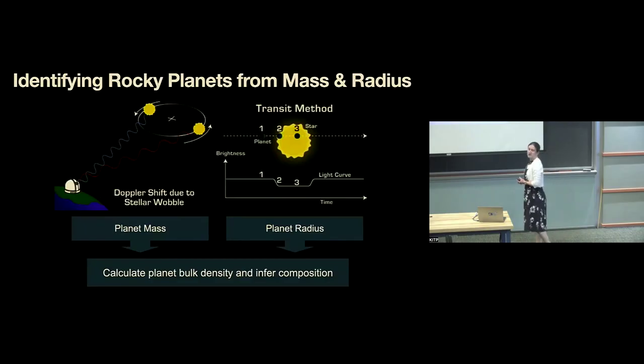We identify these planets by making 2 different types of measurements. We see the planet's transit, from which we can measure their radius. And with Doppler follow-up, or in some cases transit timing variations, we measure a dynamical mass of the planet. We can put these together to calculate the bulk density of a planet and to first order infer its composition, although this gets a little bit dicey.